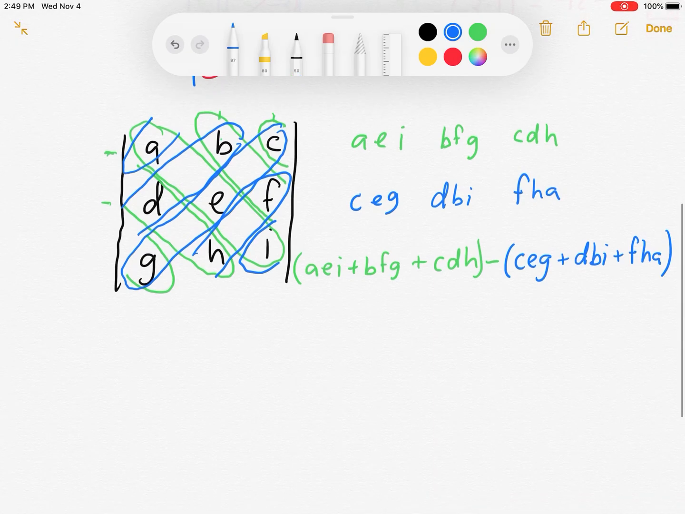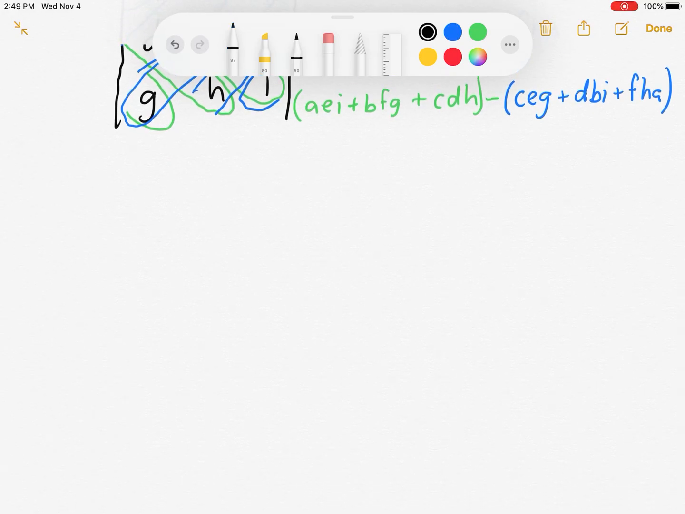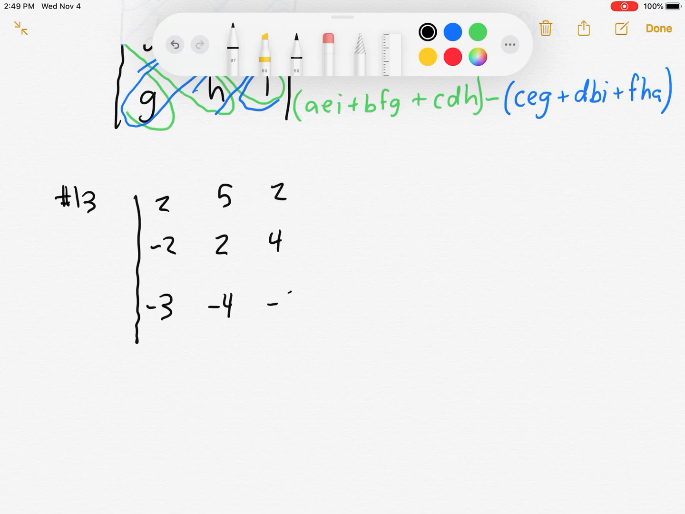I'm going to show you the way I would go about solving these problems in a way that's a little clearer to see. It's based on the same idea. I'm going to go ahead and do number 13 from the homework. 2, -2, -3, 5, 2, -4, 2, 4, -5. All right. I'm going to add some kind of ghost numbers. That's kind of what I call them. They're numbers that only we can see that we're going to add to this matrix to make it a little easier to see the diagonals. So I'm just going to go ahead and copy over the first two columns.